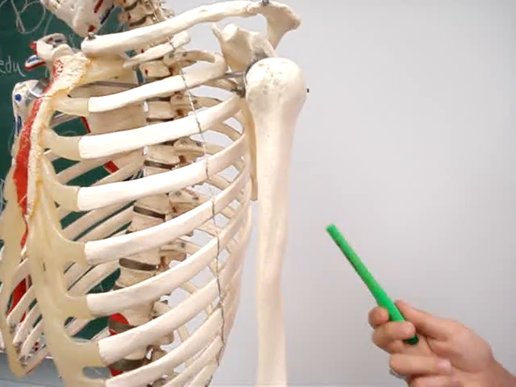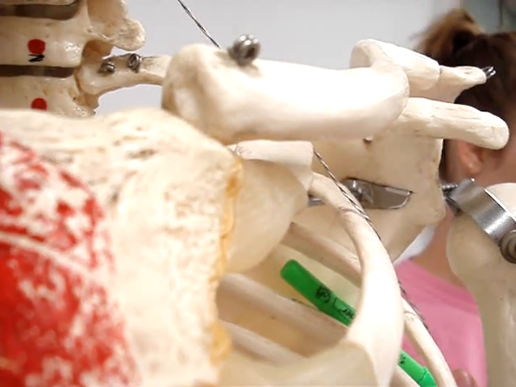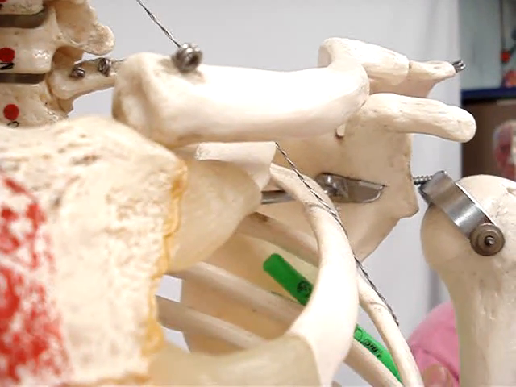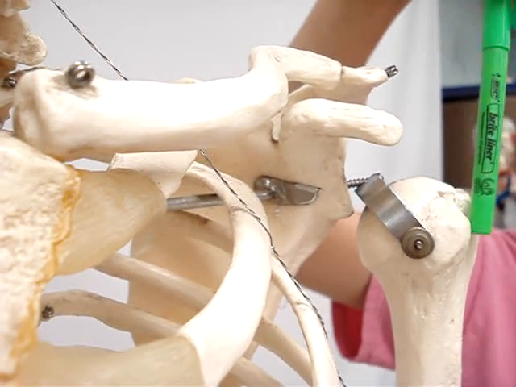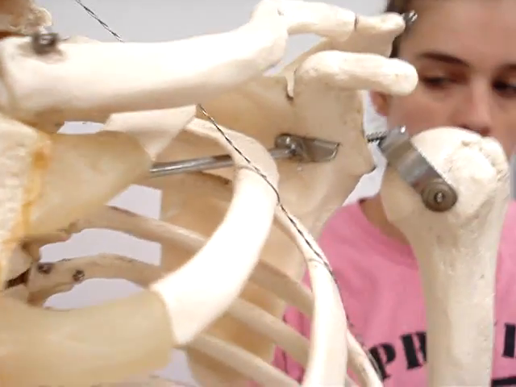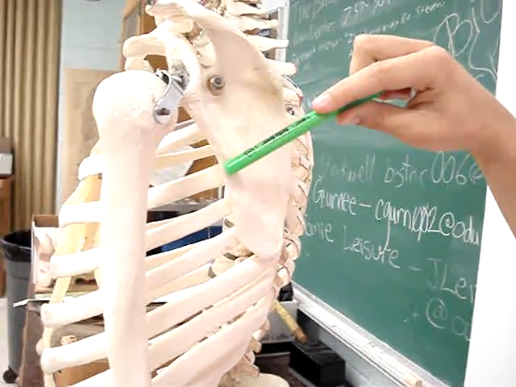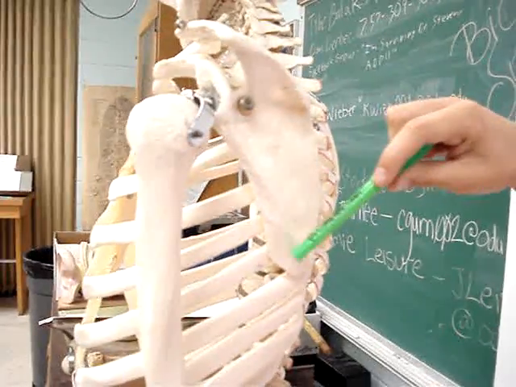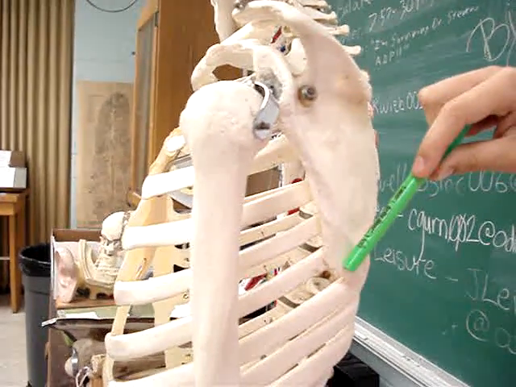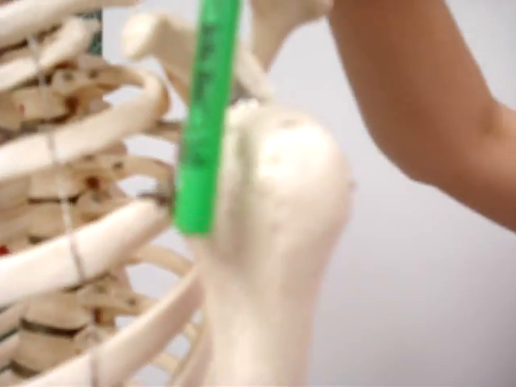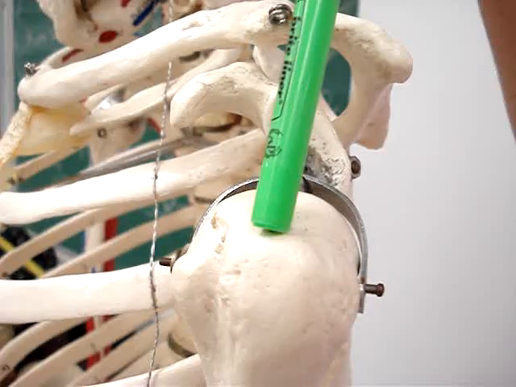The subscapularis muscle has its origin in the subscapular fossa of the scapula, and it inserts to the lesser tubercle of the humerus. The teres major and minor muscles originate on the axillary border. This is teres minor, and this is teres major, and they insert on the teres major inserts on the lesser tubercle of the humerus, and teres minor inserts on the greater tubercle of the humerus.